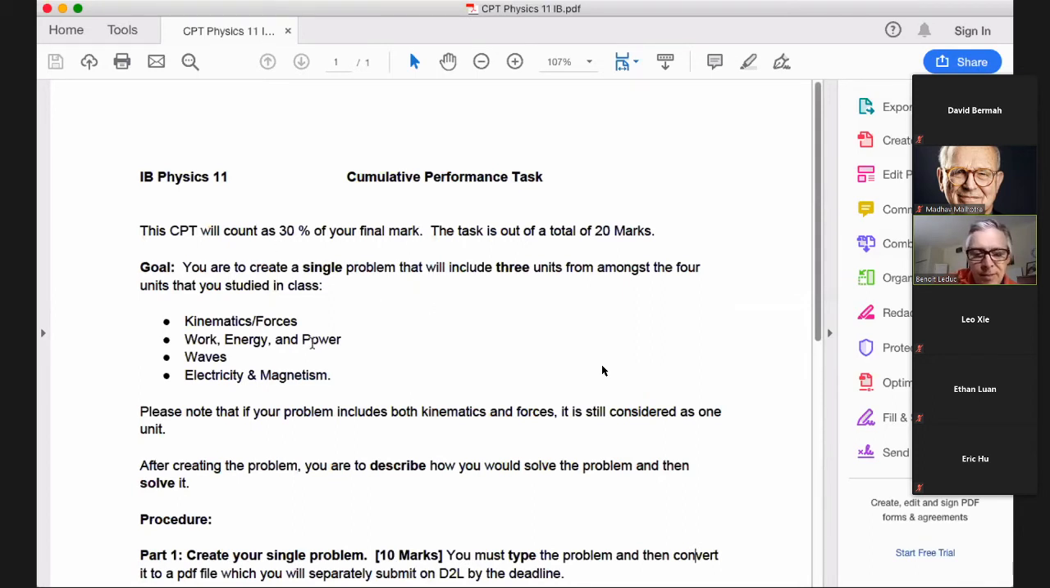Okay, and as I said, this is very important: part one, when you type the problems, that you submit this separately, part one, and then parts 2 and 3, where you describe how you're going to solve it and then solve it. So you can do this by hand, take a picture, convert to a PDF file, and then submit this separately in different Dropboxes. But both of them will be due on the same day, same deadline.